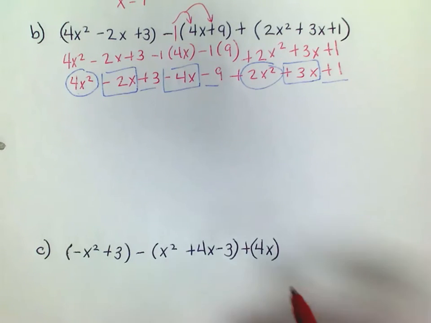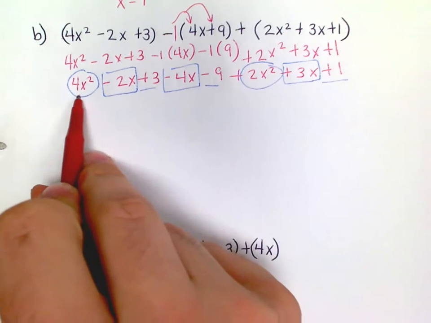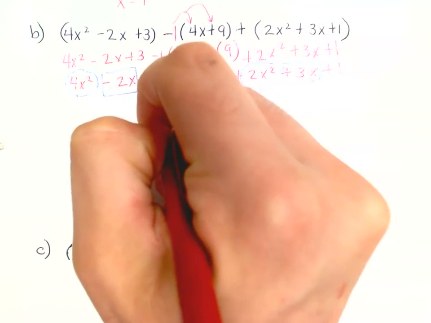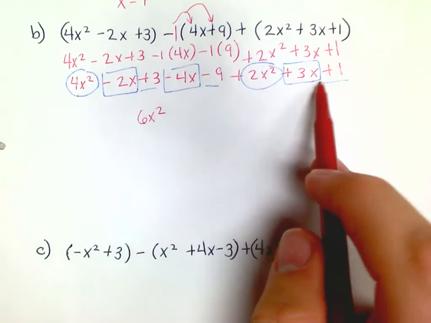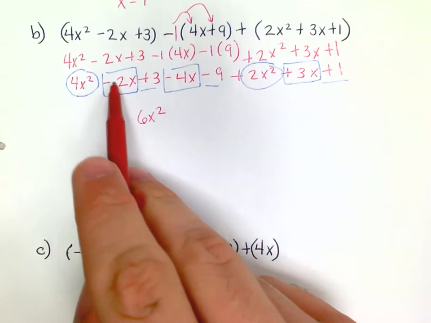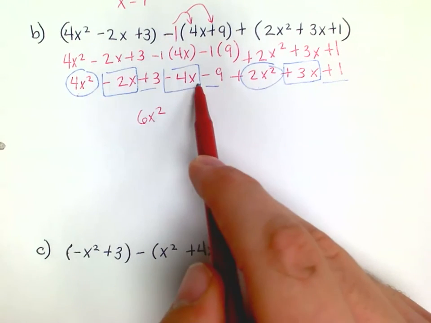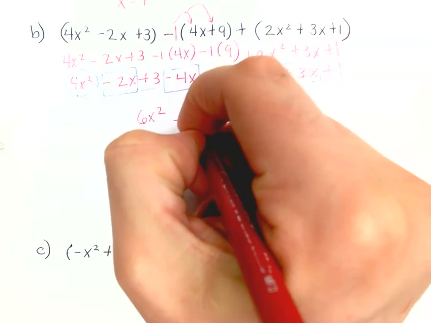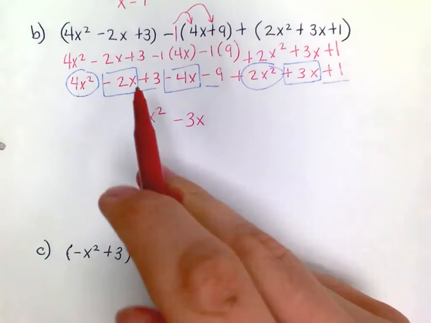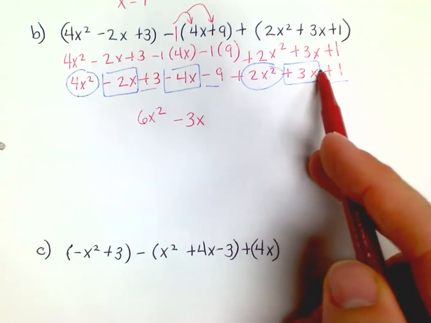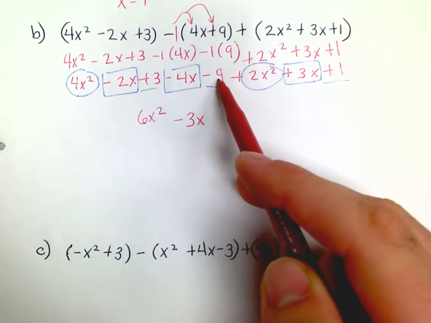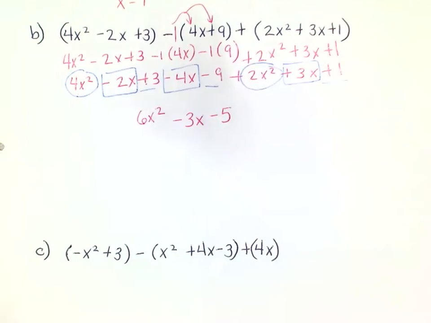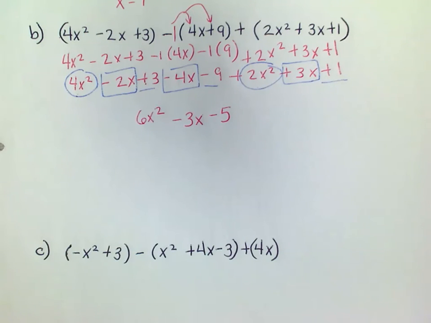Now let's combine everything in the groupings. So 4x squared plus 2x squared. That's going to leave us with 6x squared. Everything in these boxes for just the regular x. Let's see, minus 2x minus 4x. So that gives us negative 6x plus 3x. So we're left with negative 3x. Okay, 3 minus 9 plus 1. 3 minus 9 is minus 6, plus 1 is minus 5. And that is your answer.